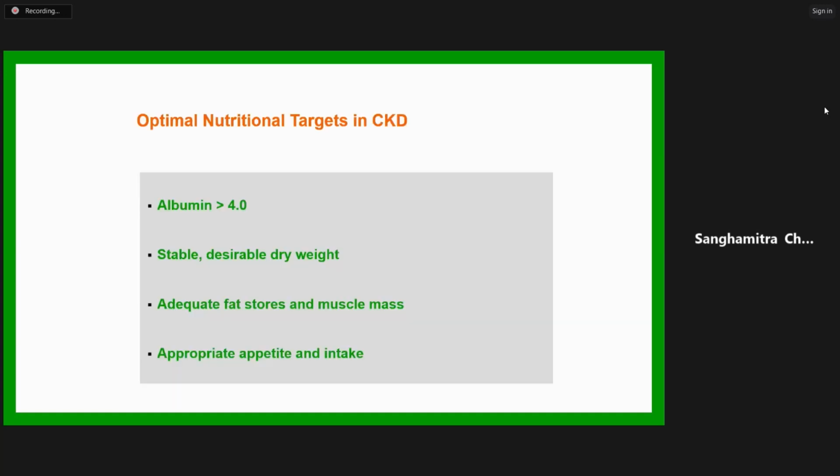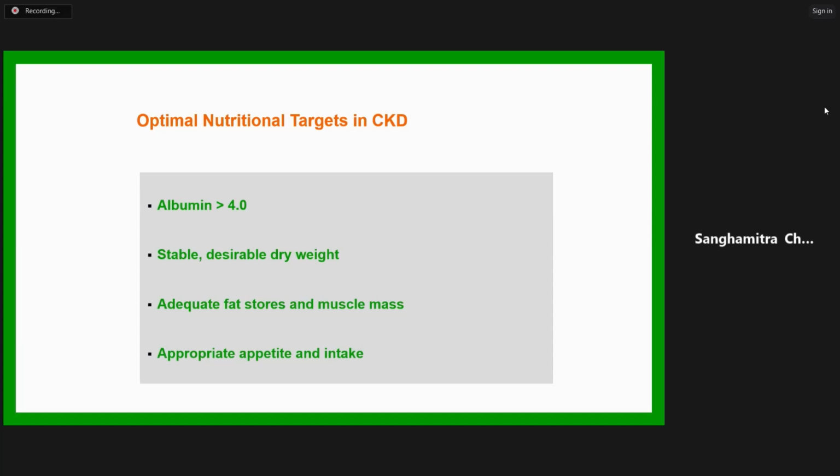Next slide. The optimum nutritional targets which we should keep in mind is to keep the albumin over 4, which is really very difficult. Stable, desirable dry weight. The patient should not gain too much weight, but at the same time, chronic weight loss is also not desired. Adequate fat stores and muscle mass, and appropriate appetite and intake.